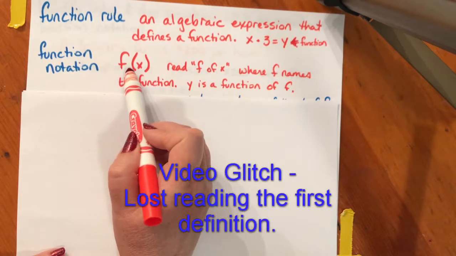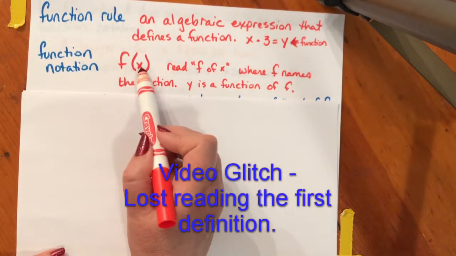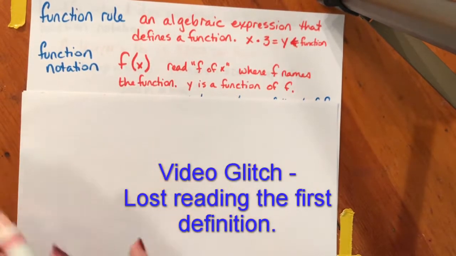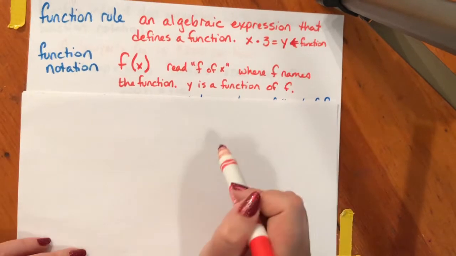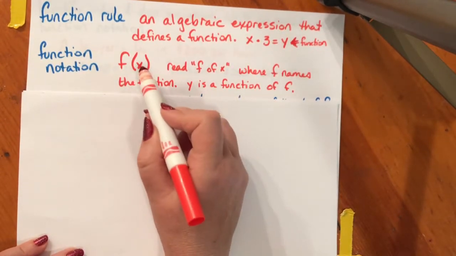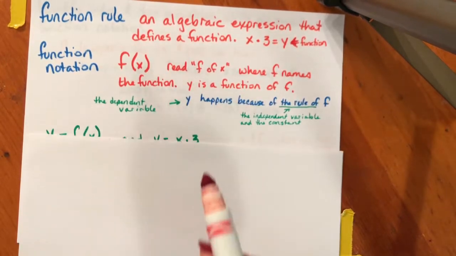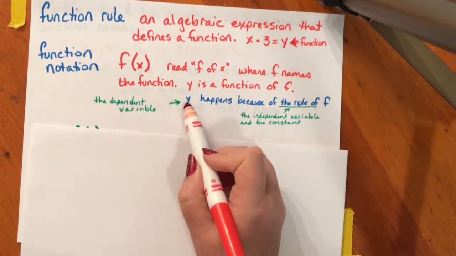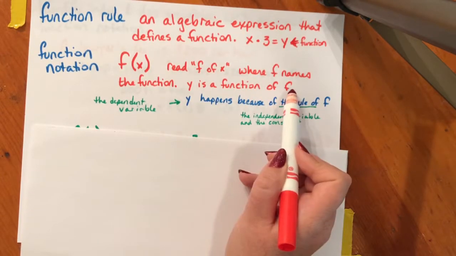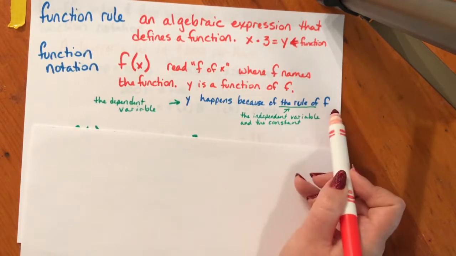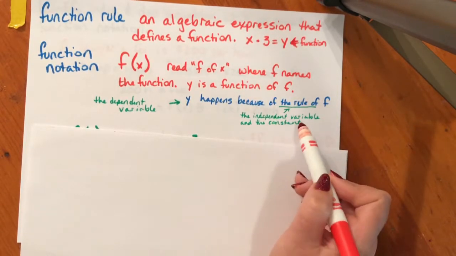The function of x, and we read it f of x, f of x. And f is the name of the function. Randomly, it can be any letter. And x is the series of numbers that we input. So the dependent variable is y, and y is the same thing as a function of x. Y happens because of the rule of x. That's the x.